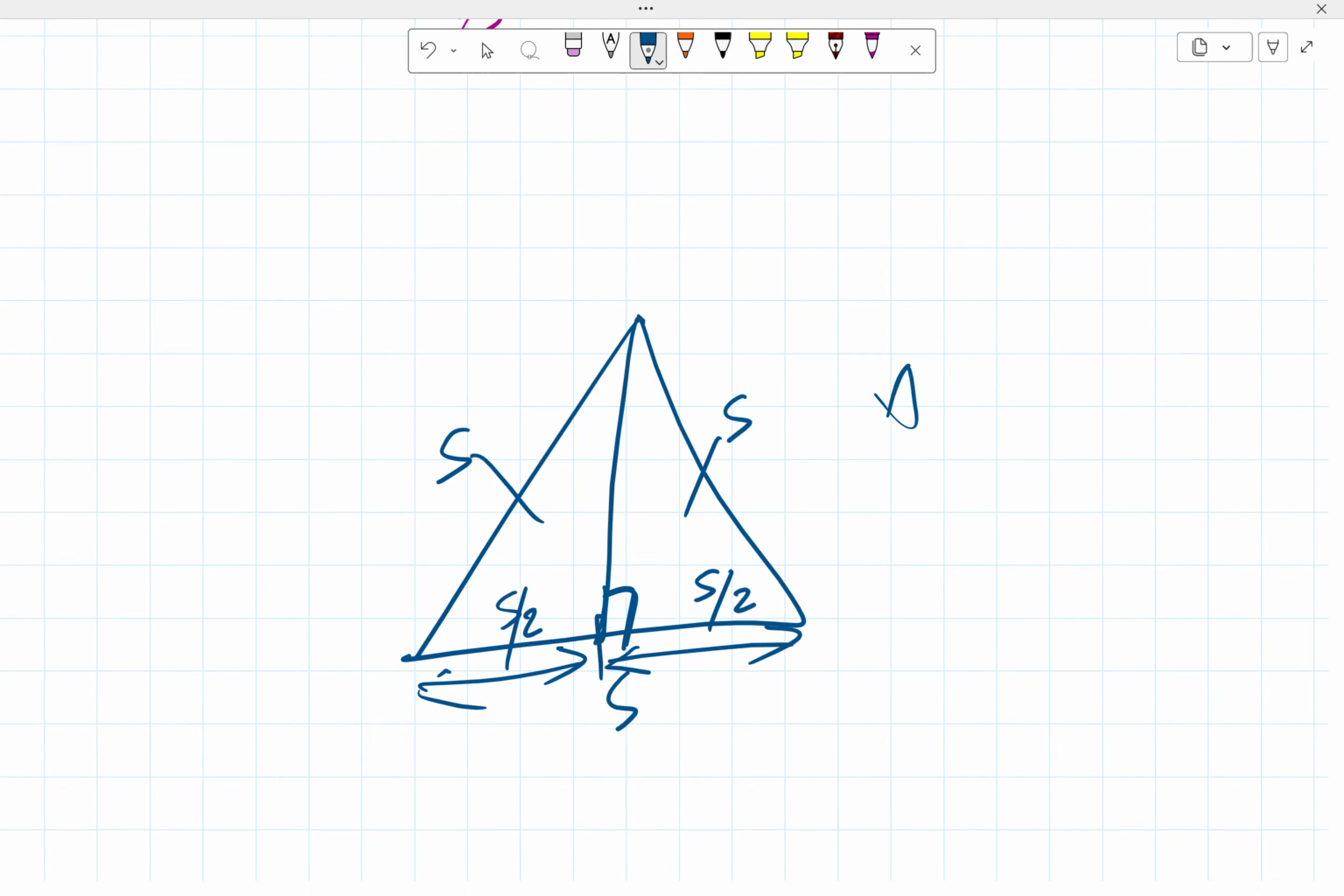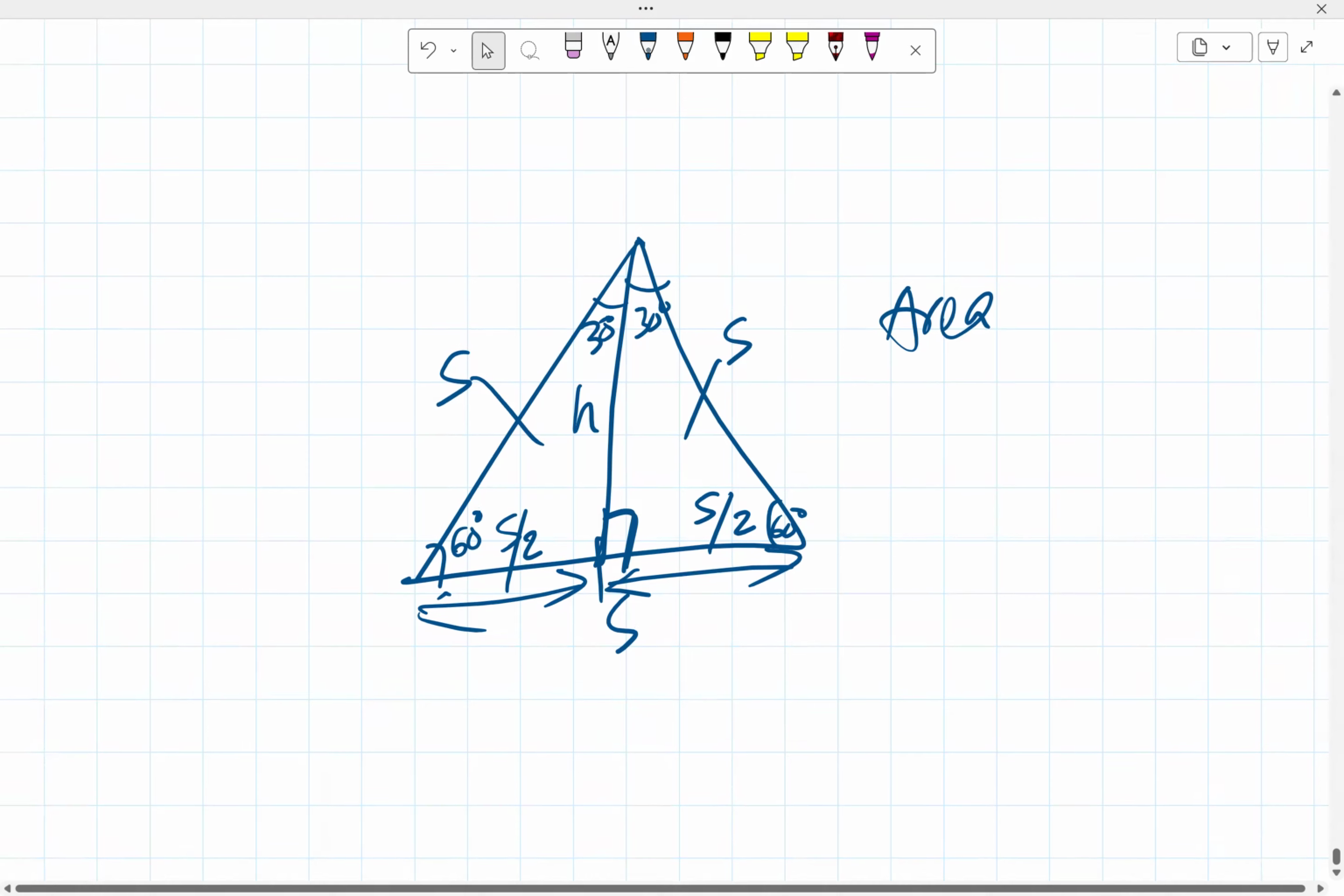We need the area, right? Of course, we also know that this is 60 degrees. This is 60 degrees. After dividing this, each of these will be 30 degrees, and this is 30 degrees. So we need to know what exactly this S over 2 is. Or rather, we need this height. Yeah, it is this height we need.